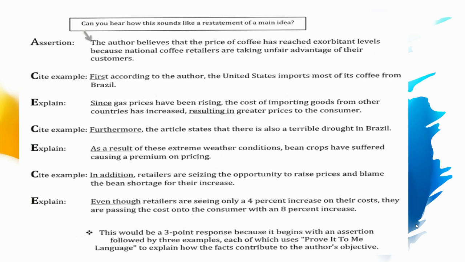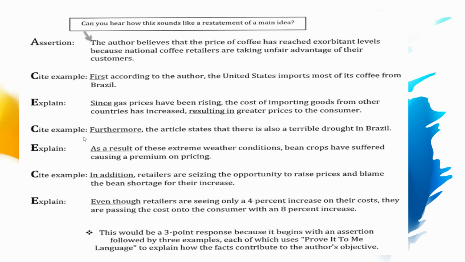The assertion is: the author believes that the price of coffee has reached exorbitant levels because national coffee retailers are taking unfair advantage of their customers. So you can hear how this sounds like a restatement of the main idea. Then you're going to cite examples. First, according to the author, the United States imports most of its coffee from Brazil. So we have this prove it to me language. We see that first. And we're explaining, since gas prices have been rising, that's another prove it to me word, the cost of importing goods from other countries has increased, resulting in greater prices for the consumer. So that's another prove it to me language.